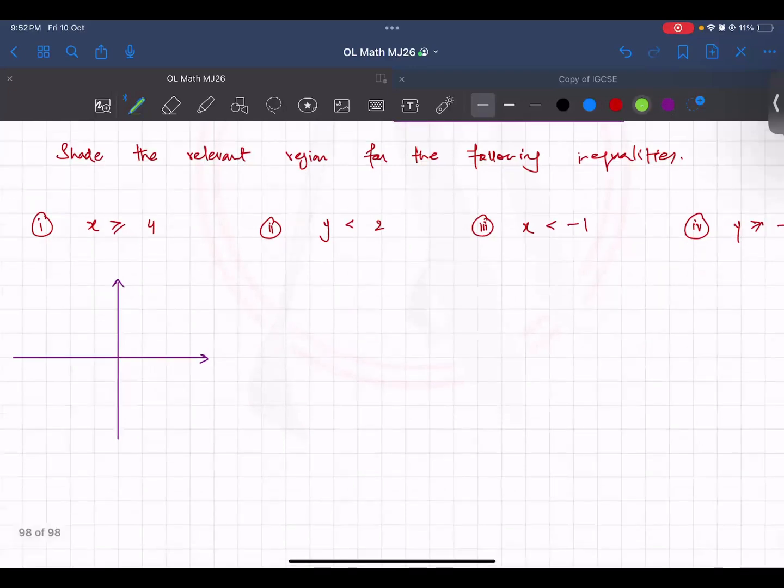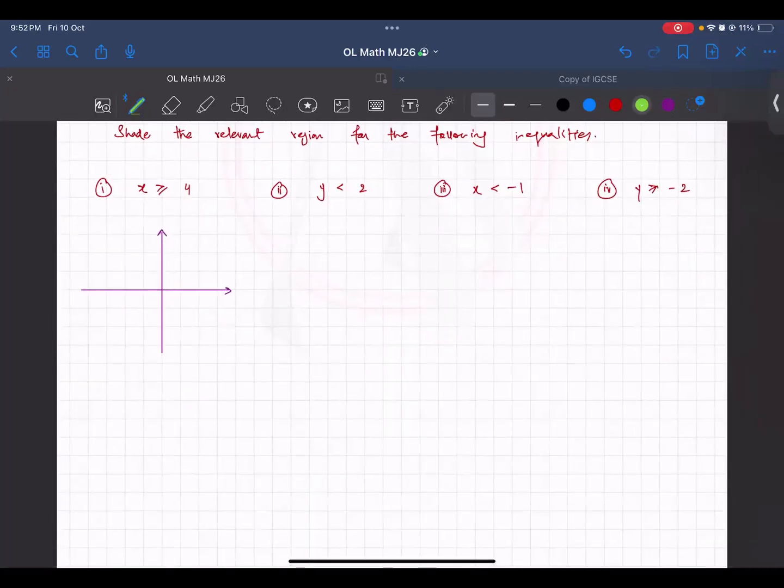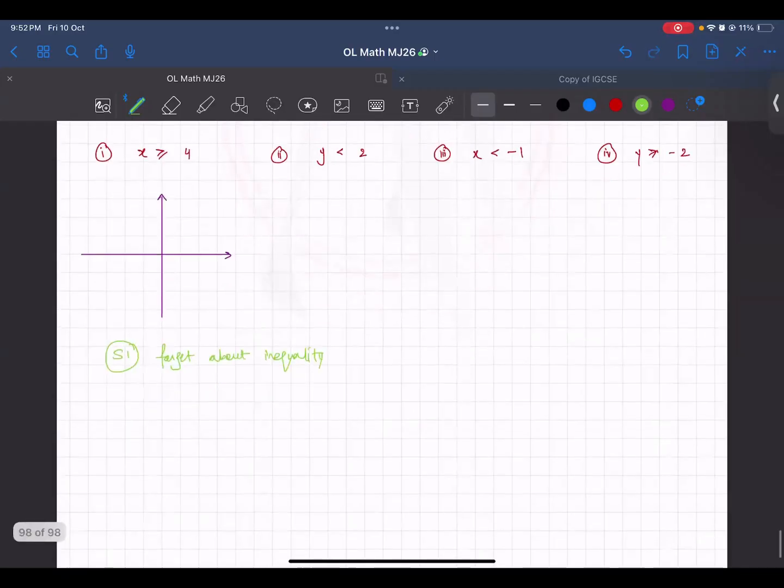Whenever you want to shade the relevant region on the graph of the inequality that they have given you in the question, first step, forget about inequality. Forget about it. Forget if it is less than or greater than or more than or less than equal to or more than equal to. Forget about it. Sketch it the usual way. Sketch it like you do.